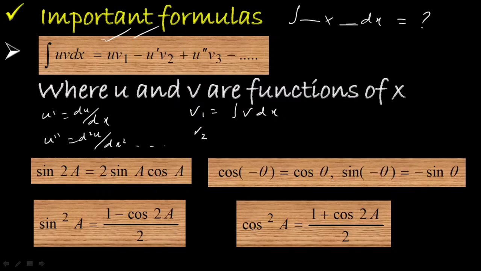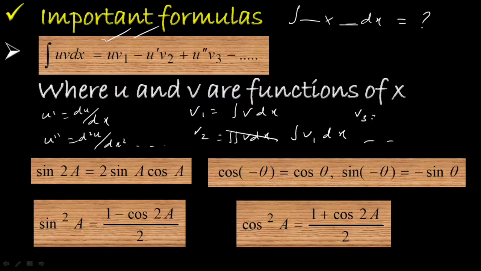Integral v dx. v2 is nothing but you have to integrate 2 times with respect to x. But already we have to integrate v one time. So instead of doing like that, you have to integrate v1 once again with respect to x. That gives you your v2. So v1, v2, v3, etc. are successive integrals of v, like that.